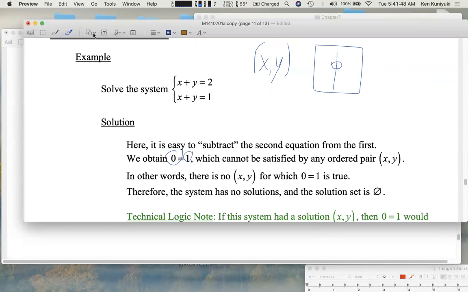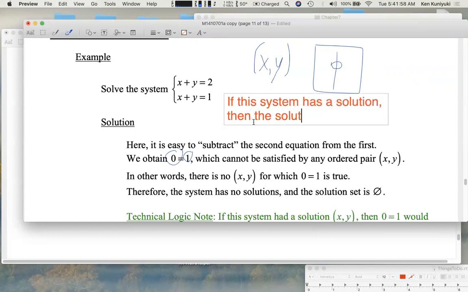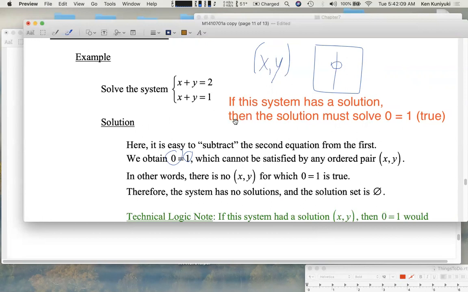So here's the logic. If this system has a solution, then the solution must solve 0 equals 1, meaning 0 equals 1 must be true. Now, hold on. If the system has a solution, then the solution must solve 0 equals 1. Somehow, 0 equals 1 would somehow have to be true. No. Think about the contrapositive. Remember the idea of the contrapositive?